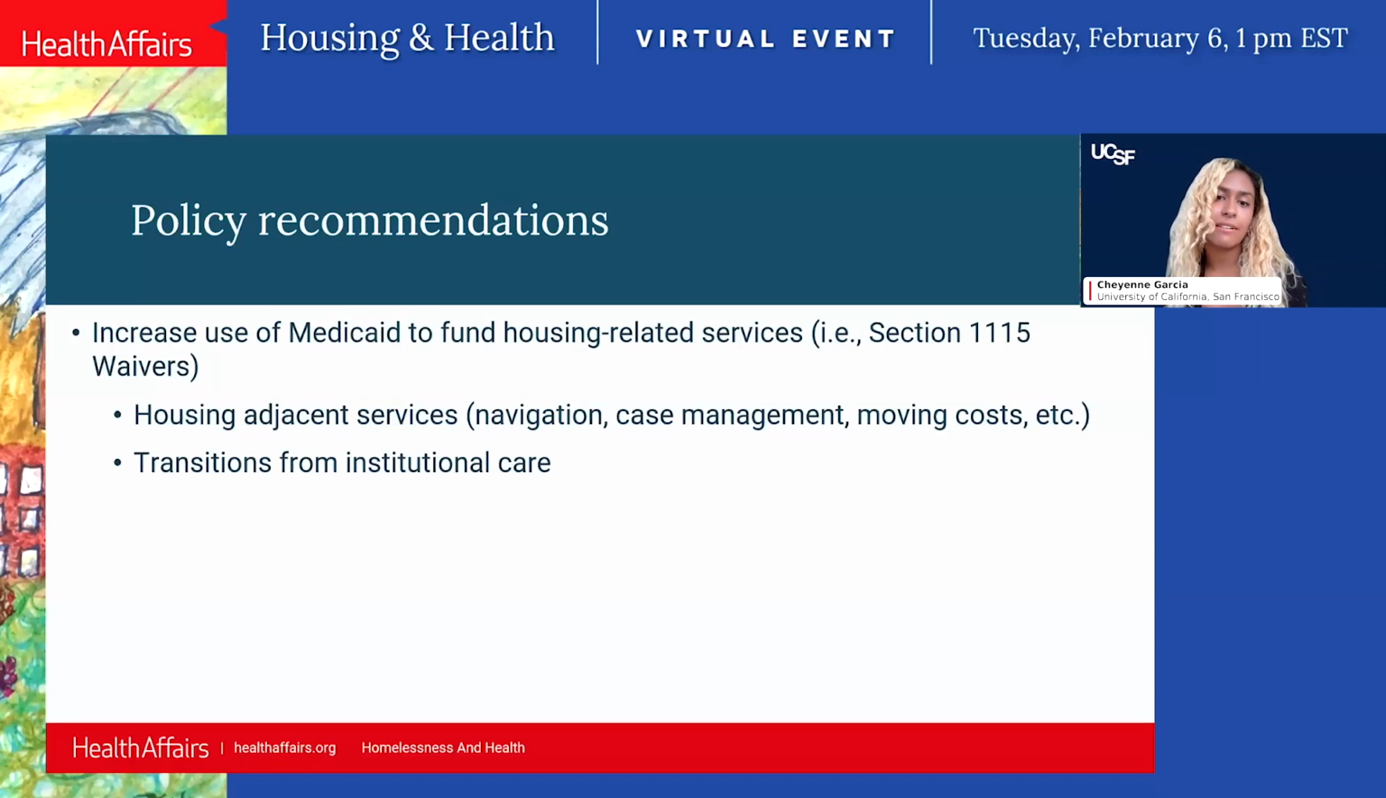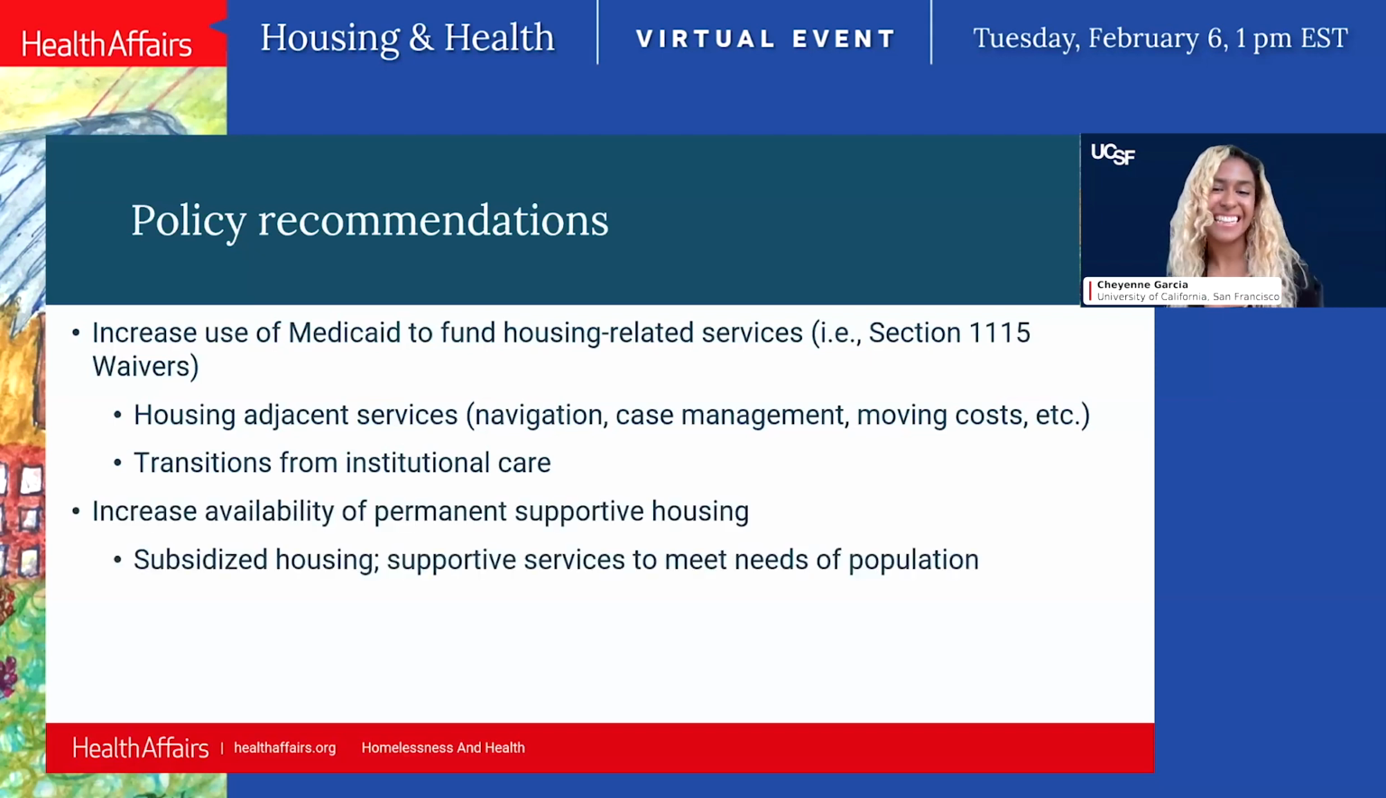And several states have received these waivers to improve care for those transitioning from institutional settings. For instance, Arizona uses an 1115 waiver to fund Medicaid coverage for individuals before prison discharge, and Illinois has applied to do the same. Oregon uses Medicaid funding to pay for transitional housing after institutional care. If you could go forward, thank you.